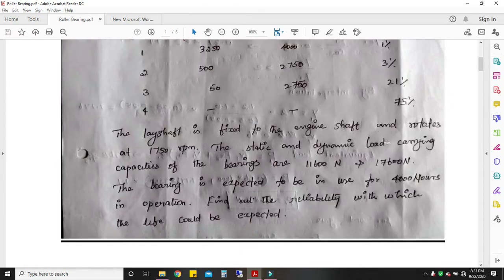The static and dynamic load carrying capacities of the bearings are 11,600 Newton and 17,600 Newton. The bearing is expected to be used for 4,000 hours in operation. Find out the reliability with which the life could be expected. So the life of the bearing is given, that is 4,000 hours, the expected life, and we have to find out the reliability of the bearing under this operating condition.